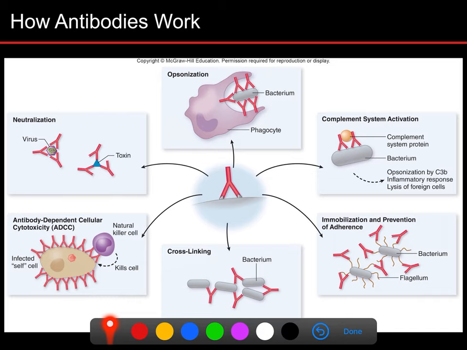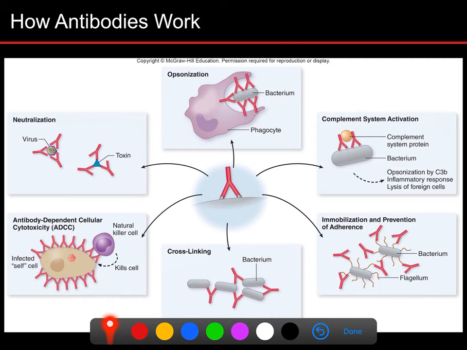So even things that are normally resistant to phagocytosis, such as things that have capsules on them, once they get labeled with antibodies, the phagocytes just go, oh, well, this is clearly something that I should be destroying, and they kill it or eat it. Right? So antibodies are one of the most potent opsonins out there.